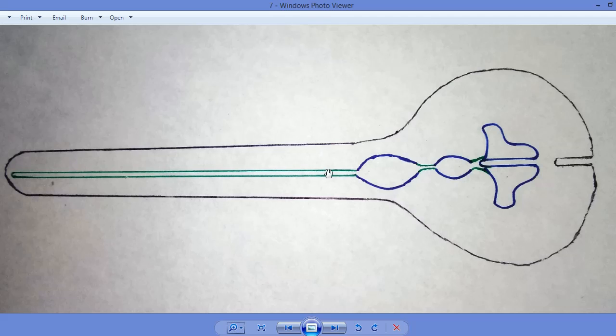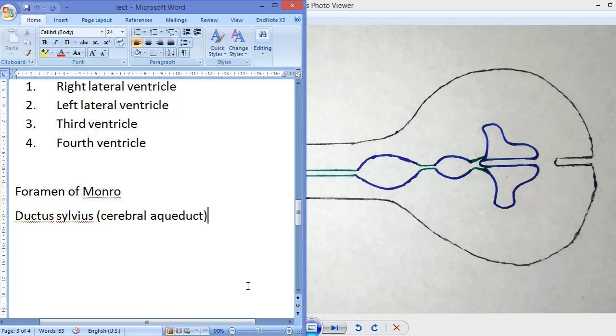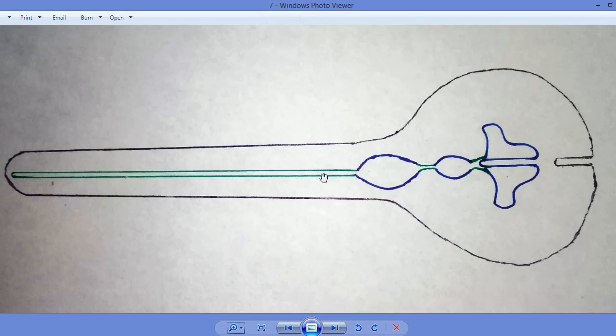the channel which goes through the spinal cord is called the central canal. The central canal goes through the spinal cord, and this is also for the flow of cerebrospinal fluid.